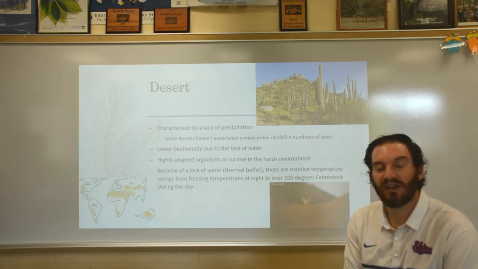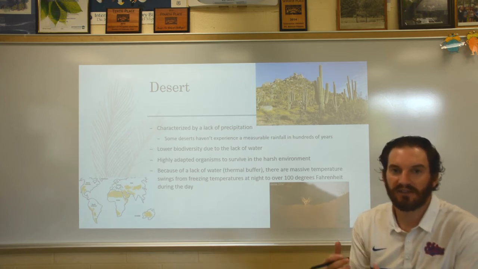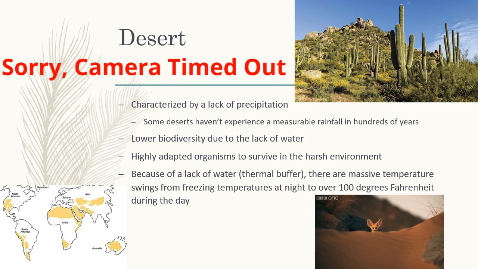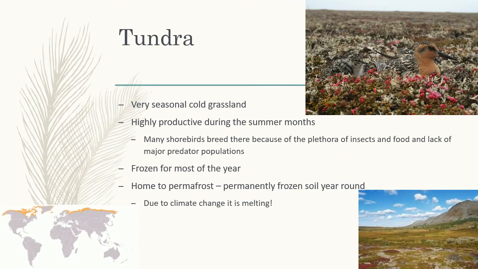And unfortunately, it does have a lower biodiversity than most areas, but that's just because it lacks water. It lacks water, therefore it lacks a lot of the plants that can grow, and therefore the insects that will eat those plants, and just that big, elaborate food chain. It is still a complex food web, but it is not nearly as diverse as the tropical rainforests.